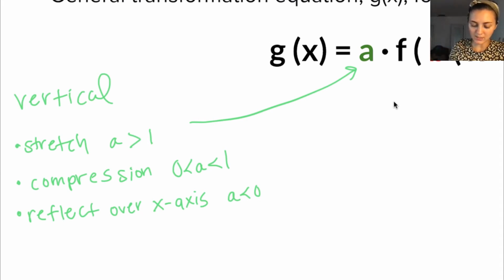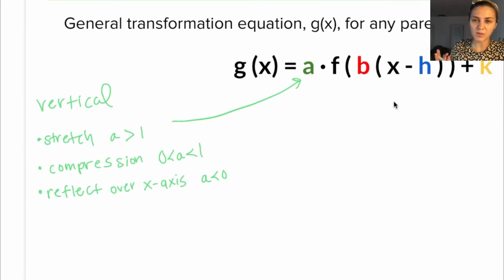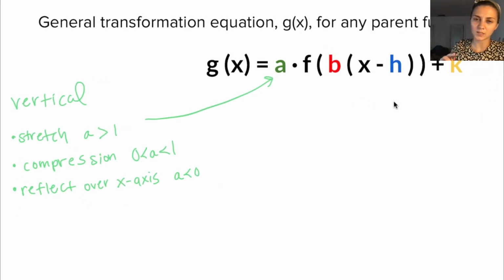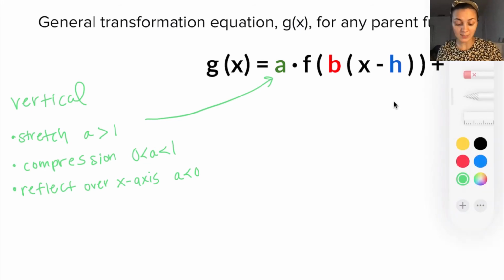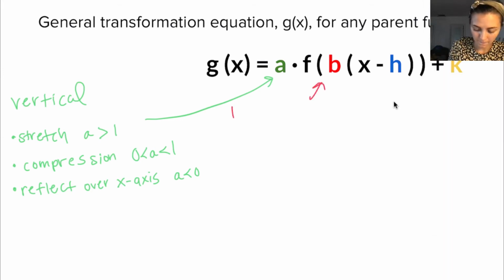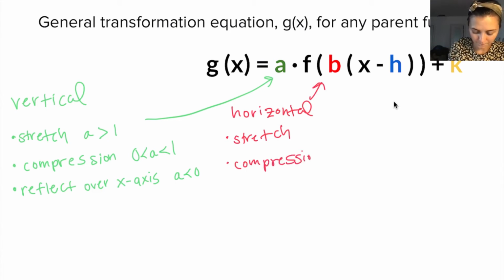B is very similar to A, but you see that B is being multiplied inside the argument. So everything inside of those parentheses, inside the argument, is a horizontal transformation, while everything outside of it, like A and K, is vertical. So B basically does everything that A does, except it's horizontal. So this is horizontal stretch, compression, and reflection. Except the rules are a little different.